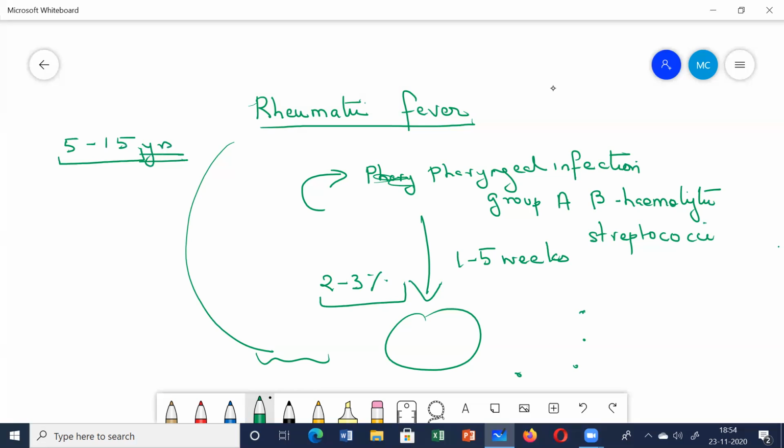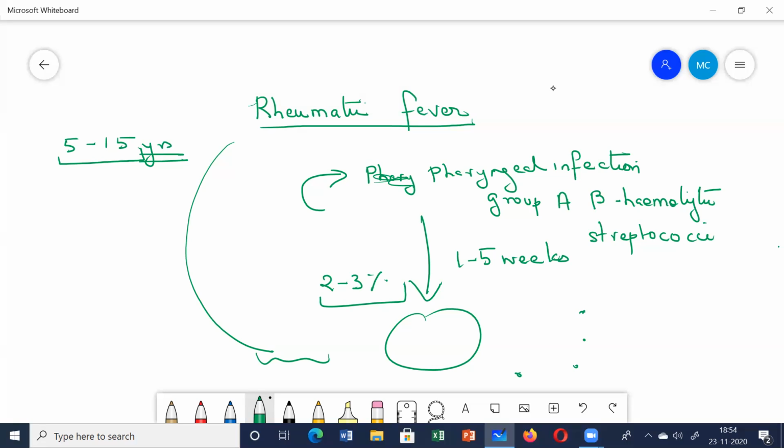Next let us look at the pathogenesis. After all, why is this happening? First, initially there is an infection. After 1 to 5 weeks, why will there be an immunological damage to the different organs? You all must be knowing, whenever a foreign antigen enters our body, whenever our body faces a foreign antigen, what does the body do? The body will start producing antibodies against it.